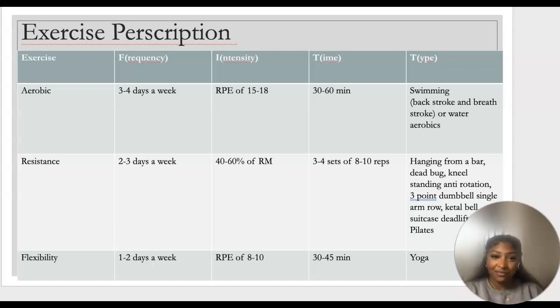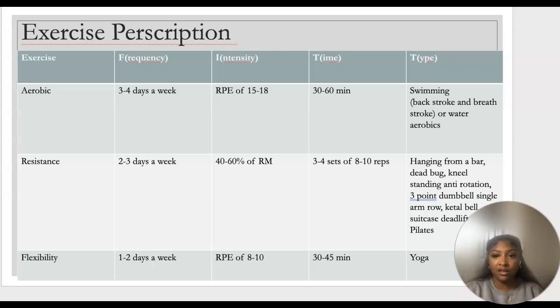and it still works out. For resistance, I decided to do 2 to 3 days a week with intensity of 40 to 60% of the RM. For time, I decided to do 3 to 4 sets of 8 to 10 reps. I really wanted to prioritize core stability because that's such a big thing for back alignment and postural awareness. So I have hanging from a bar, to strengthen up your core. I have dead bugs because that also helps you realize your alignment and your form.